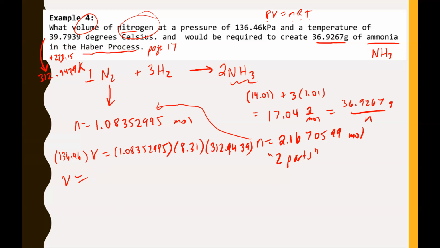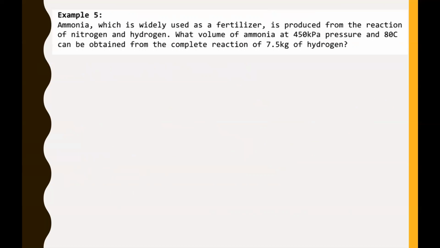Anyway, V is going to equal all of this stuff on the right-hand side, multiply it all together. Once you have an answer for that, divide it by 136.46. Then round to a whopping 5 sig digs on this one. You're going to find it's going to be 20.649 liters. And that's pretty much about it. That's all we really got to do on this one. All right, moving on. Last question.